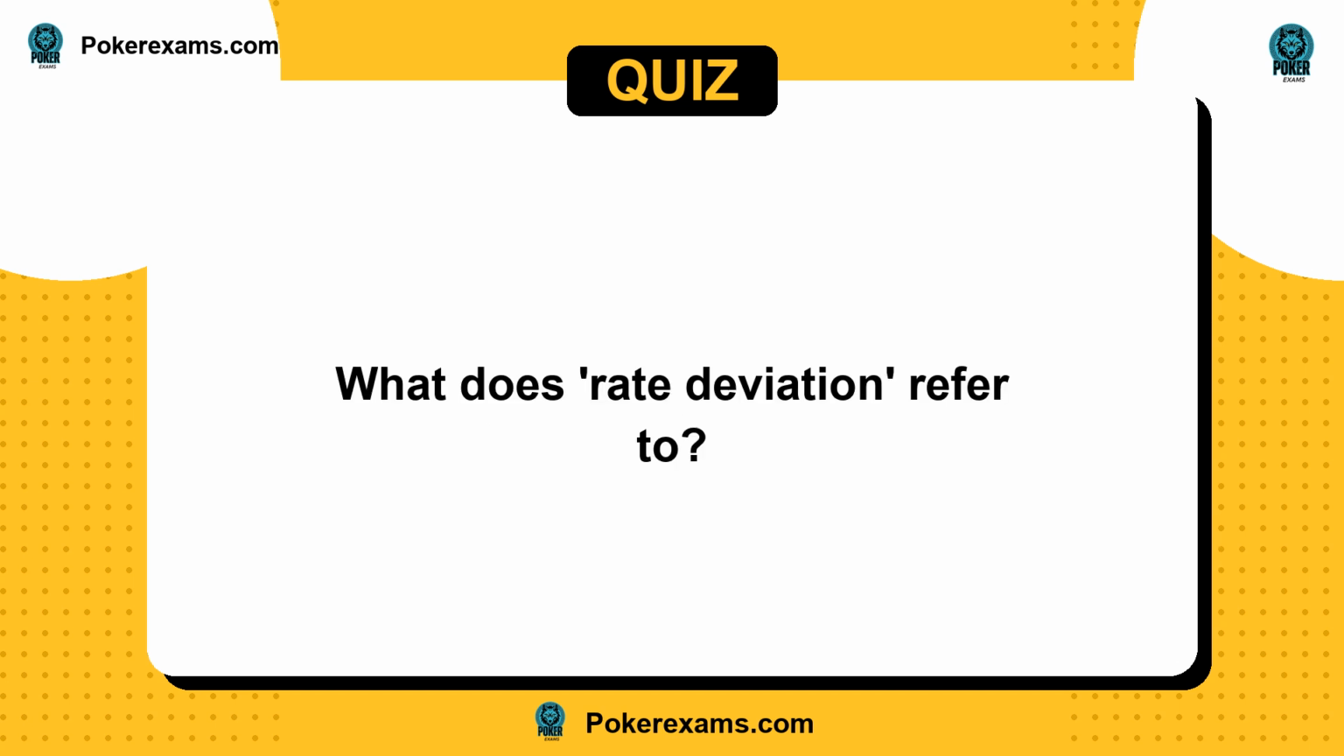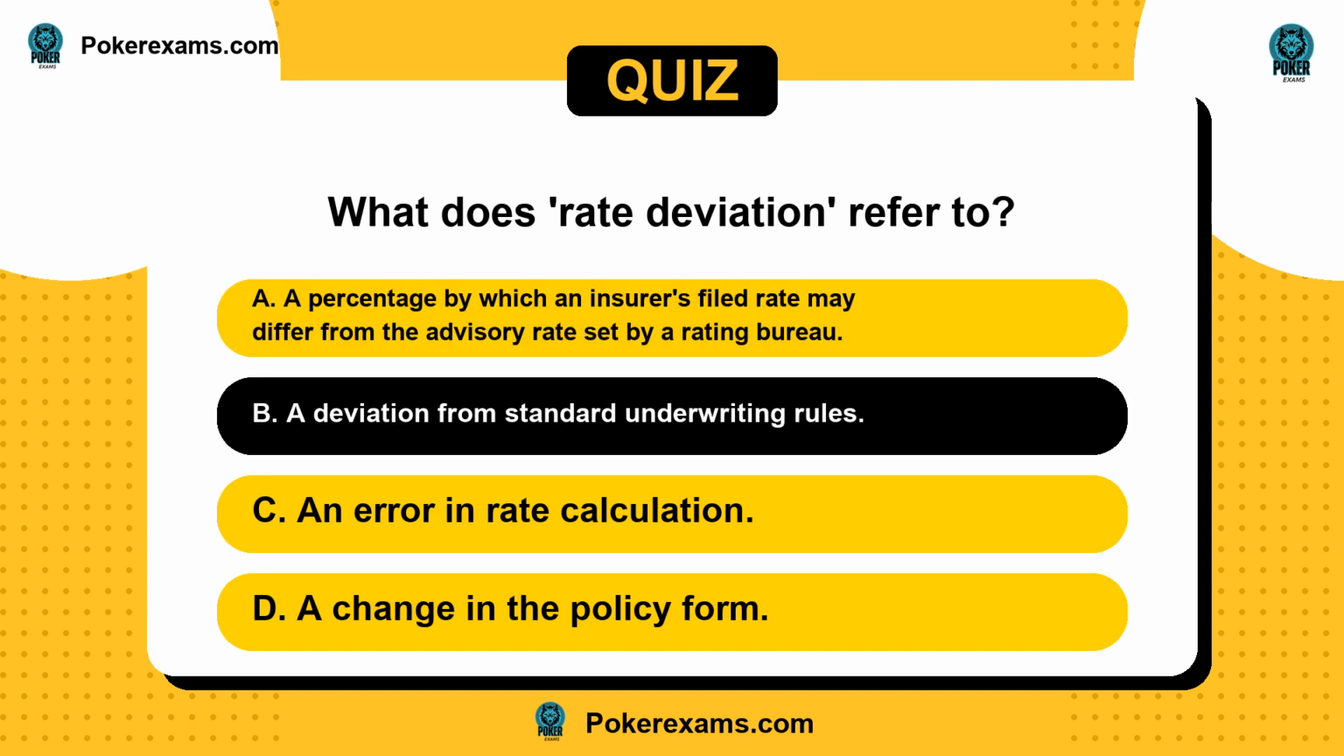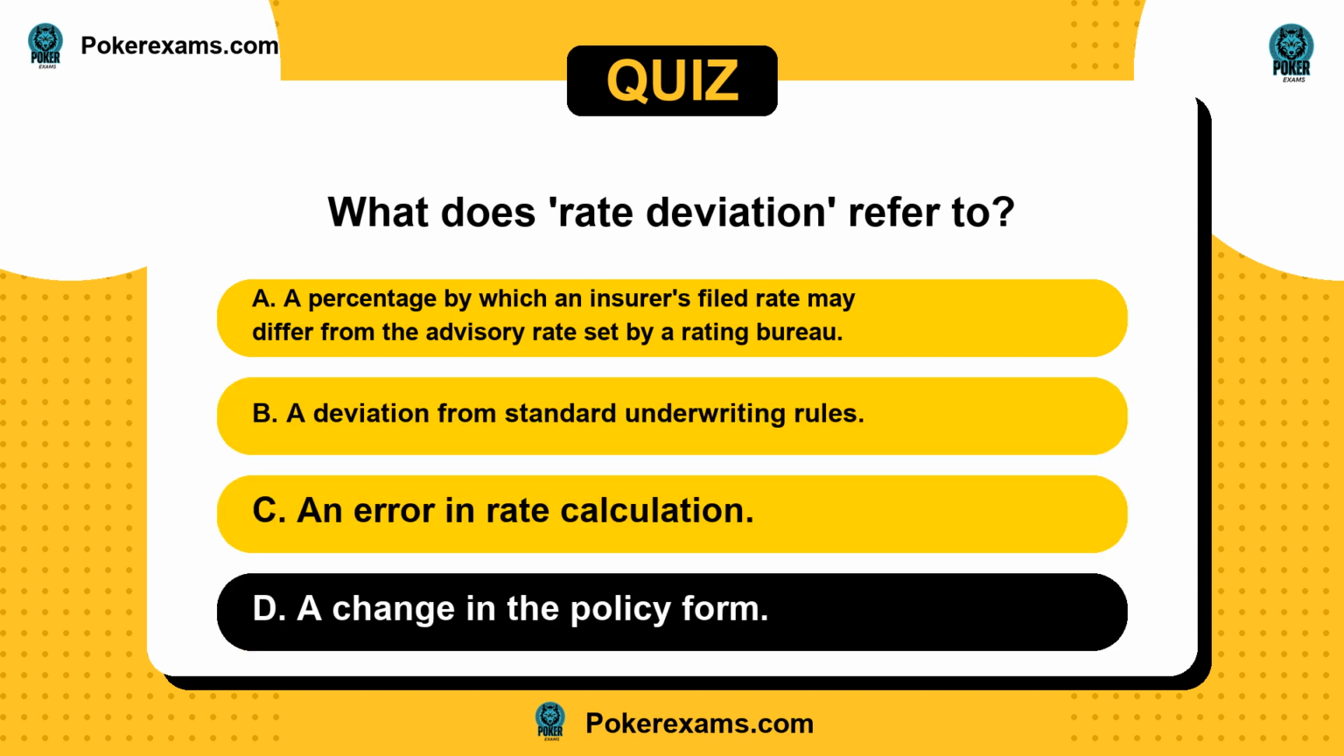Next question. What does rate deviation refer to? Is it A, a percentage by which an insurer's filed rate may differ from the advisory rate set by a rating bureau? Or B, a deviation from standard underwriting rules? C, an error in rate calculation? Or D, a change in the policy form?